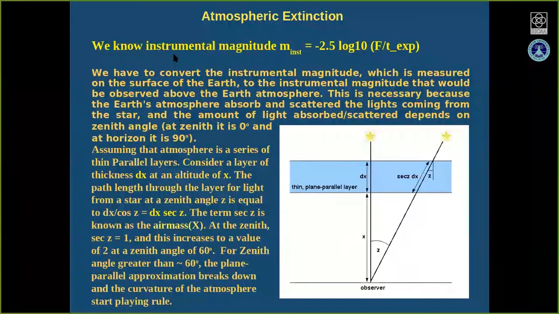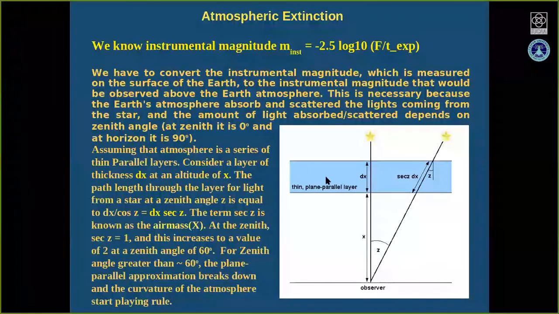You know how to calculate the instrumental magnitude. You already know that it is minus 2.5 log10 of f by exposure time. So now what we have to do is convert the instrumental magnitude, which is measured on the surface of the Earth, to the instrumental magnitude that would be observed above the Earth's atmosphere, right? You understand? Now just look at this figure.